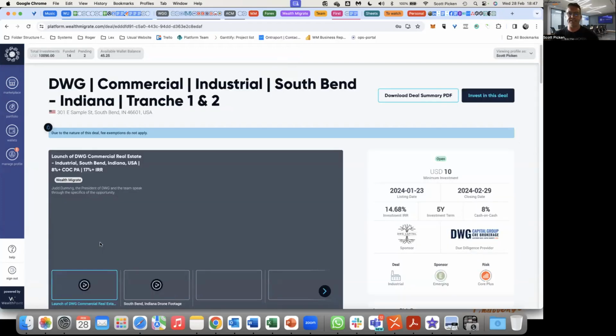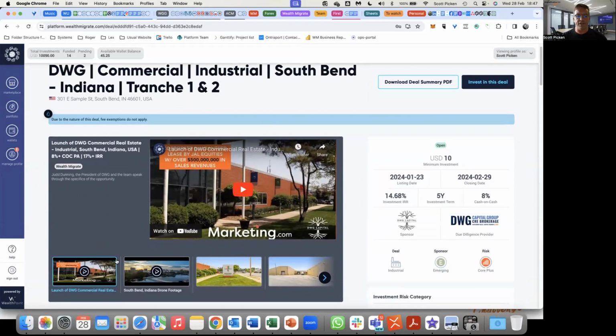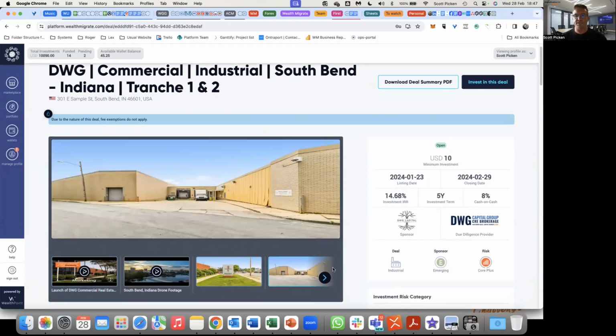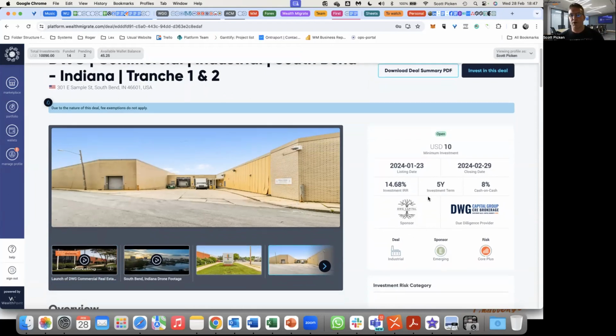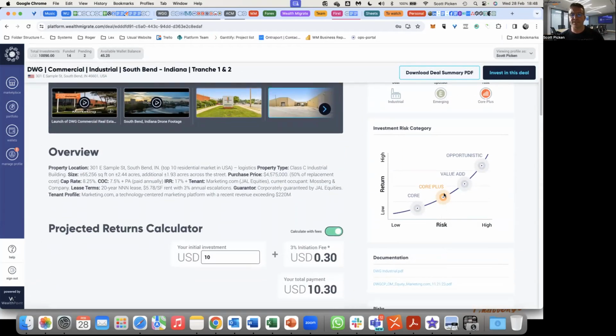So if I just go to a deal here, this is the industrial building in America. You can look at the videos, you can go look at all the pictures, etc. You can read about the deal. You can see what the cash on cash is. So it's an 8% return. It's a 5-year deal. So this is your income return. This is your total return including capital growth. Everything is net. So this is the net money that you'll get in your pocket. You can see it's an emerging sponsor. You can go down here and see the risk. So I'm going to talk to you right now about the risk, but it's a core plus. You can read all about it.